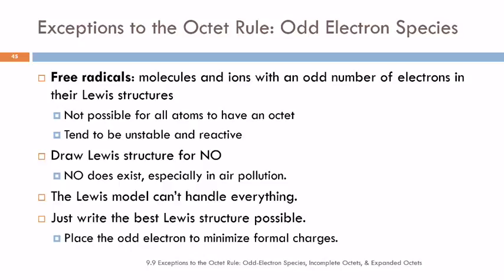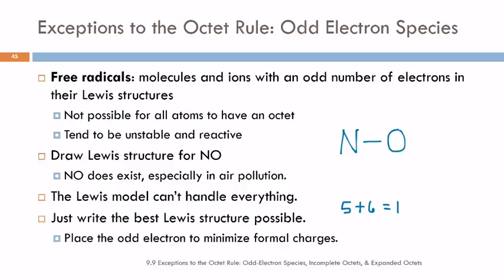So let's draw the Lewis structure for one of my favorite molecules. No! NO. That's shouting, right? All caps. No. So it's a diatomic molecule. There's nothing confusing about how to connect them. How many valence electrons do we have to work with here? 11. 5 plus 6 is 11.